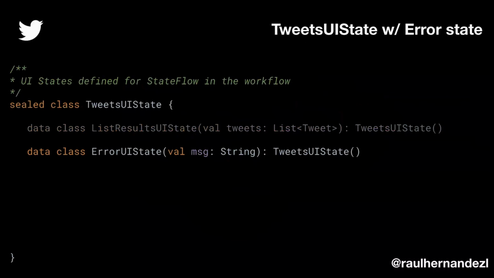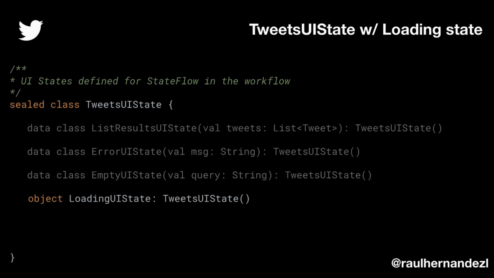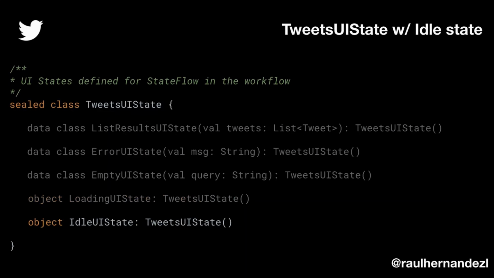The error UI state is going to define the message inside that. And the empty UI state is gonna create the query inside that. So basically there is no result for this query. Loading UI state, basically just to indicate that we have to load some spinner. And the idle UI state, we need to define something at the very initial step.